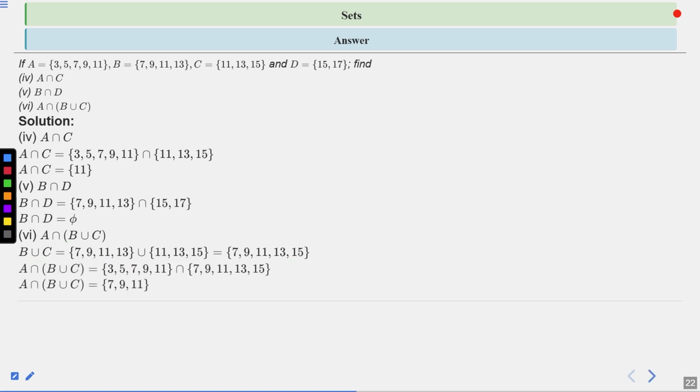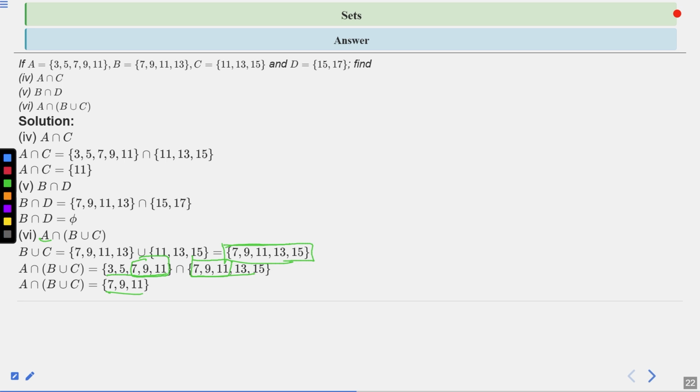Now you have to find A intersection this set, B union C. Meaning, find the common elements from set A as well as from this set. Set A is 3, 5, 7, 9 and B union C has elements 7, 9, 11, 13. You can easily observe that 3 elements are common to both: 7, 9, 11. So in the intersection you will have 3 elements, 7, 9, 11.